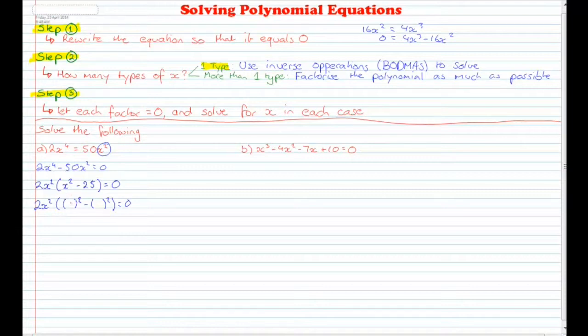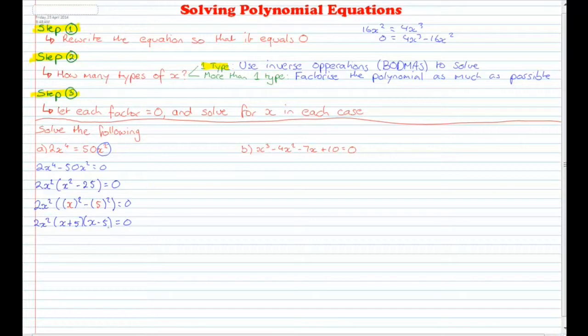Now what squared will get us x squared? Well, that's going to be x. And what squared will get us 25? Well, that's going to be 5. So as you can see here, what I can do is go through and factorize this now. So that's going to get me 2x squared bracket x plus 5 bracket x minus 5, because that's how you factorize a quadratic with two terms. And that's going to be equal to 0.